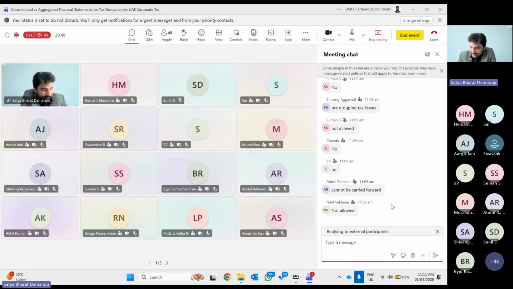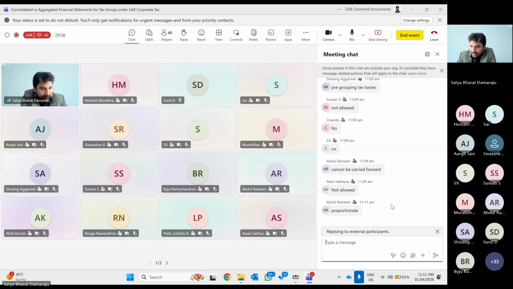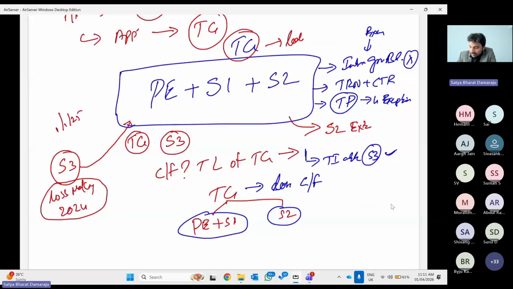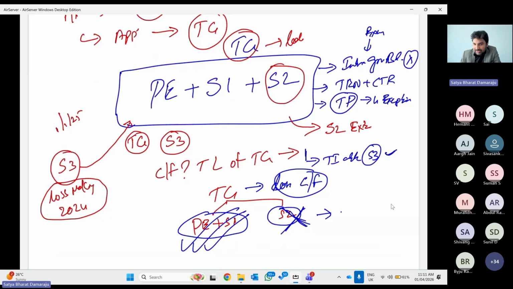I repeat the question. There was a tax group which was in losses. Because of some reason, one of the members wants to exit the tax group. Okay, proportionate. Yes, the losses can be carried forward only by the parent entity or the group in which the parent entity still remains, not the one who is exiting. The company which is exiting cannot carry forward any losses, although independently the entire losses belong to S2, still it cannot carry forward. It is an asset of the parent entity.